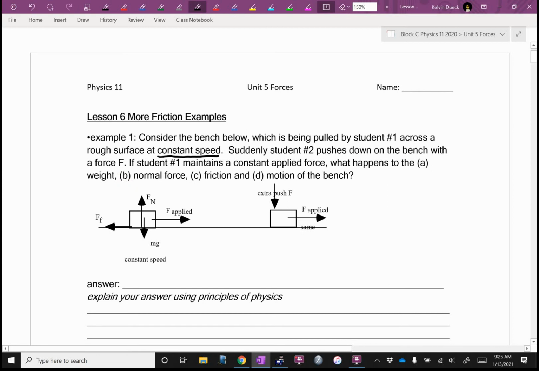If you don't change how hard you push, if you maintain your constant applied force, what happens to A, the weight, B, the normal force, C, the friction, and D, the motion of the bench?